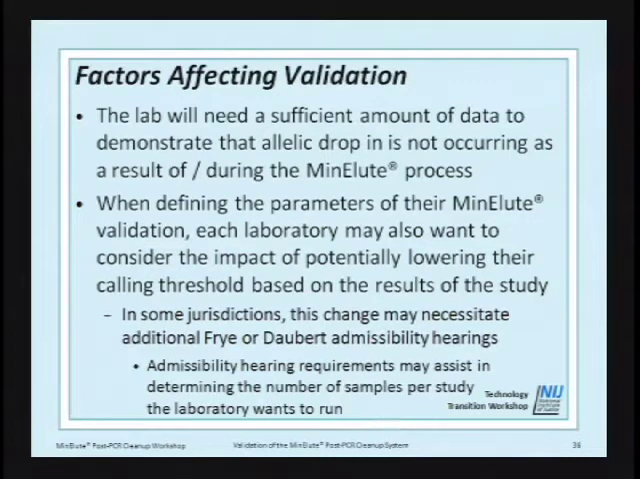The lab will need a sufficient amount of data to demonstrate that allelic drop-in is not occurring as a result of or during the MinElute process. When defining the parameters of their MinElute validation, each laboratory may also want to consider the impact of potentially lowering their calling threshold based on the results of the study. In some jurisdictions, this change may necessitate additional Frye or Daubert admissibility hearings.